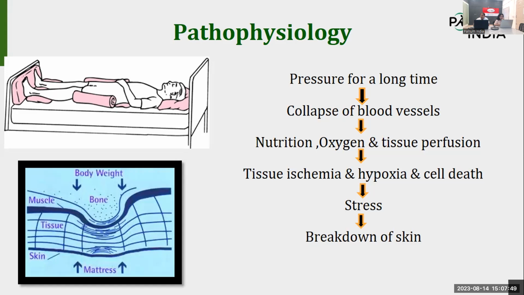Oxygen hypoxia will be there, that is, there will be oxygen deficiency and the tissue perfusion will be impaired. That will lead to tissue ischemia, that is, oxygen deficiency will lead to the death of the cells, or even cell death, and because of that improper circulation, the skin will be stressed and that will lead to breakdown of the skin.